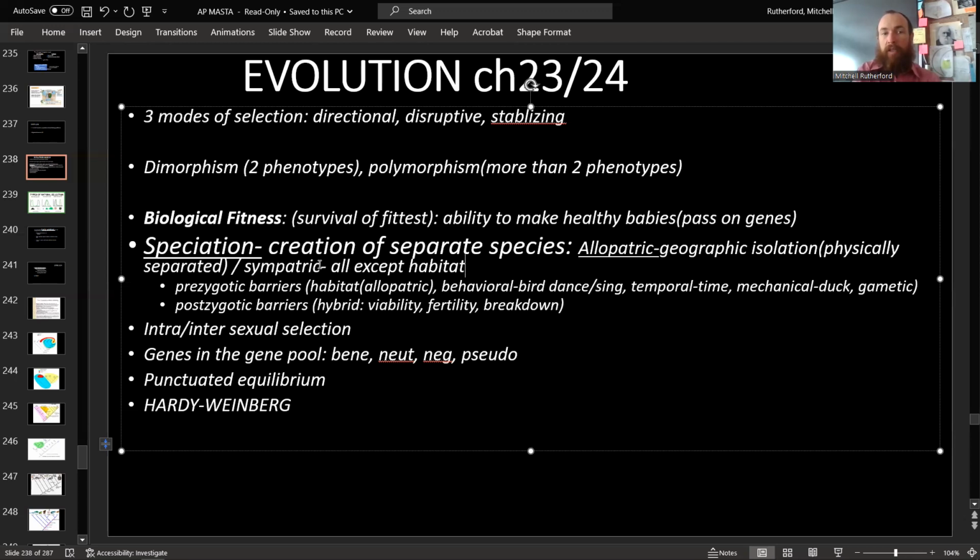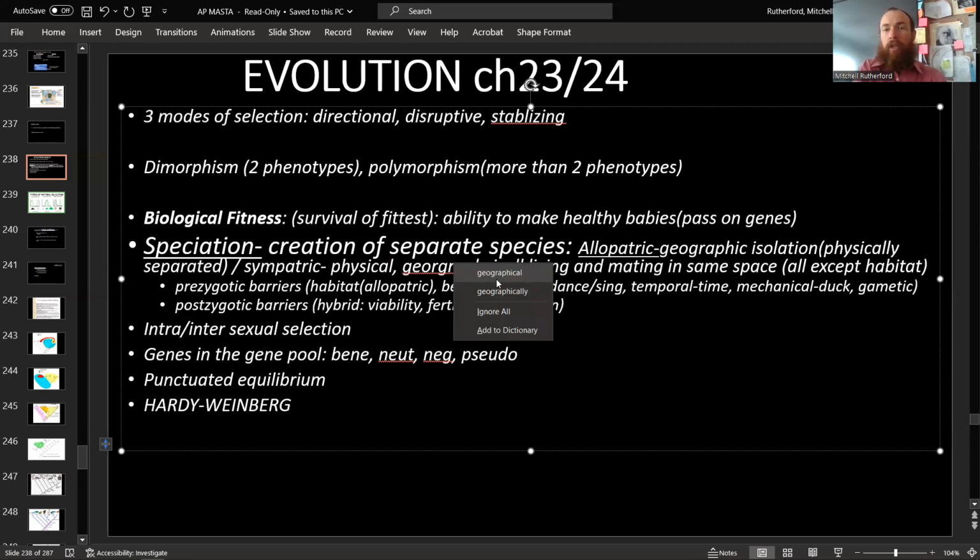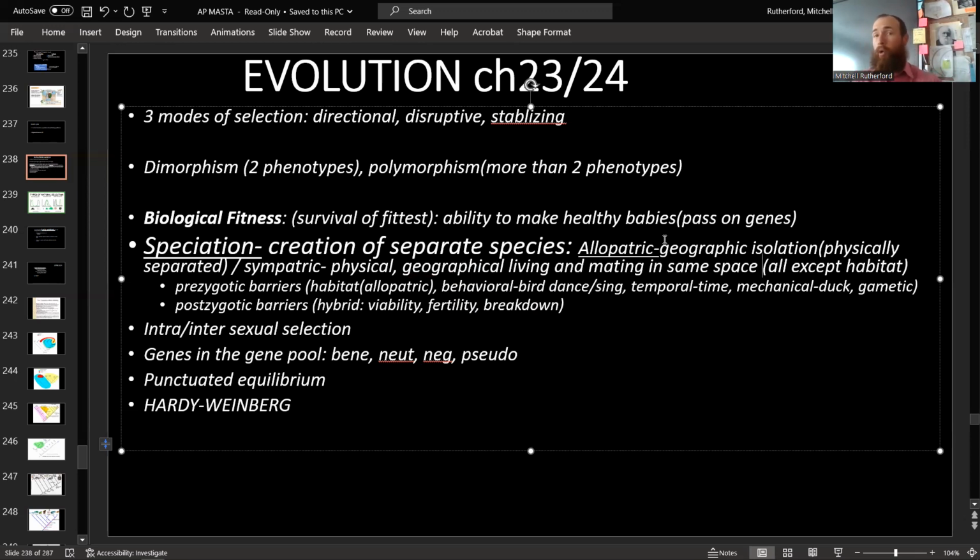Because in sympatric speciation, they are living in the same space. Okay. So physically, geographically, living and mating in the same space. So you would look at these populations, and this population is just a bunch of things mating together, right? Our allopatric situation is like, we've got horses separated from zebras by the Atlantic Ocean, okay? That's separated a long time ago. That's allopatric speciation, okay?